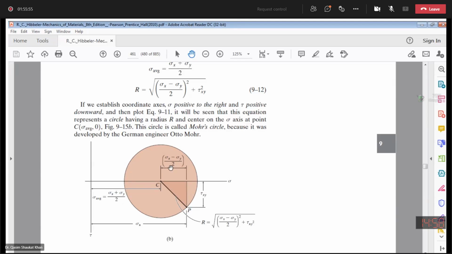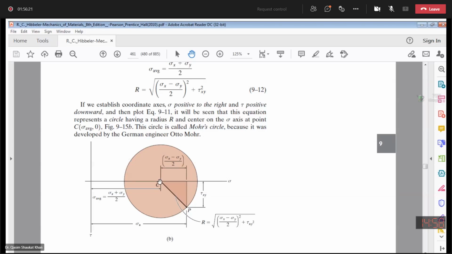Where is sigma y? If I extend this line exactly back, sigma y is somewhere here, from here to here. This is sigma y. That's why you can see the average of sigma x and sigma y will bring me here to the center.